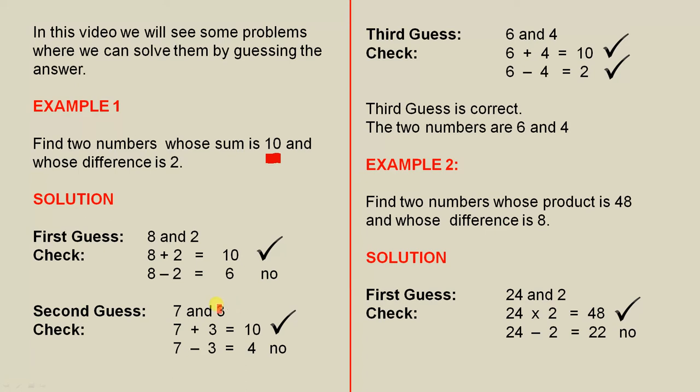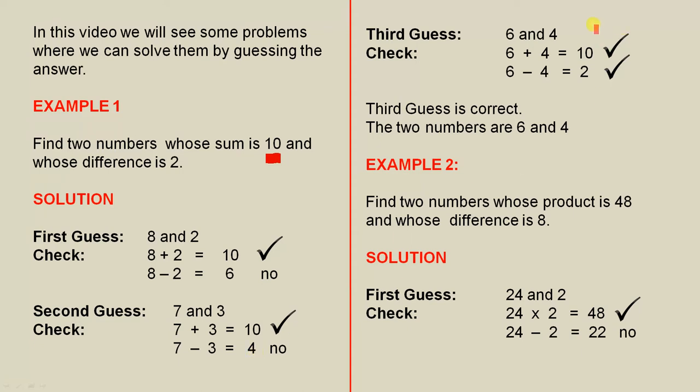Second guess. Let's try 7 and 3. 7 plus 3 equals 10. That part is correct because the sum is 10. 7 take away 3 equals 4. No, that part is not correct because the difference has to be 2.